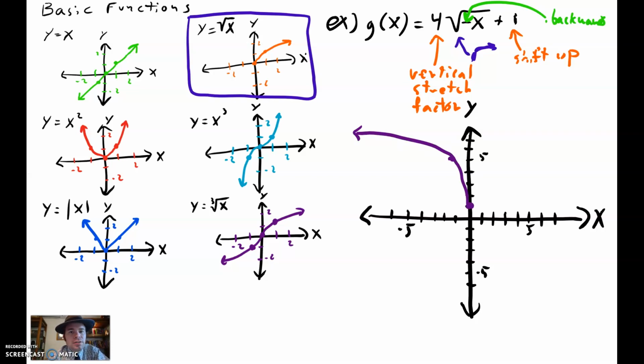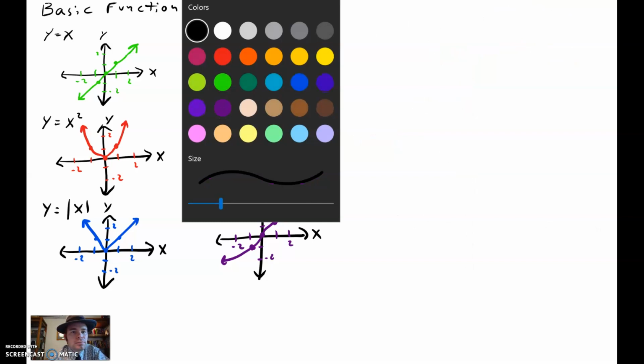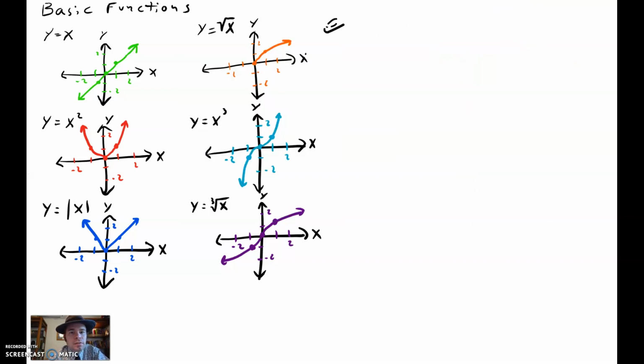Next, let's do a third example. And in this third example, we're going to look at h of x equals absolute value of x minus 2, minus 1.